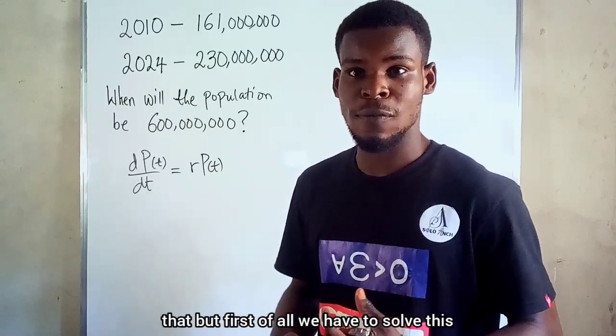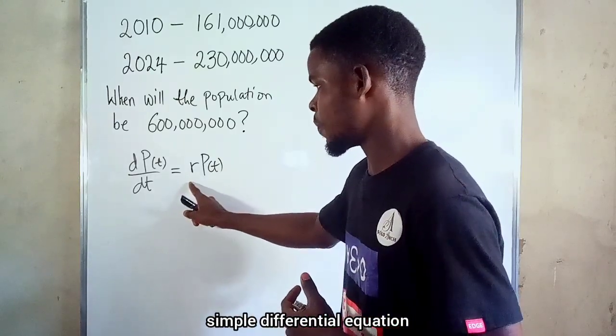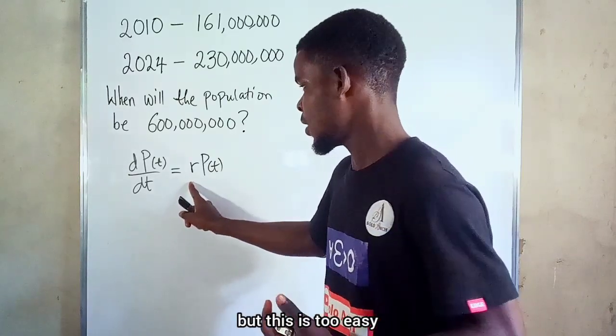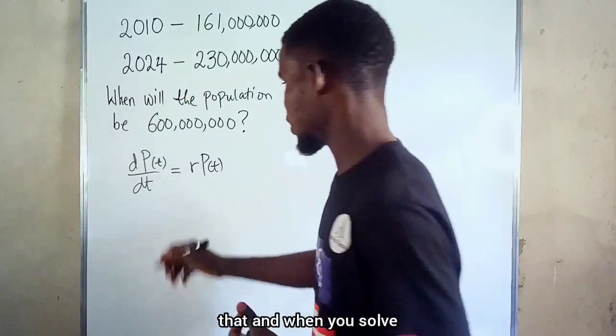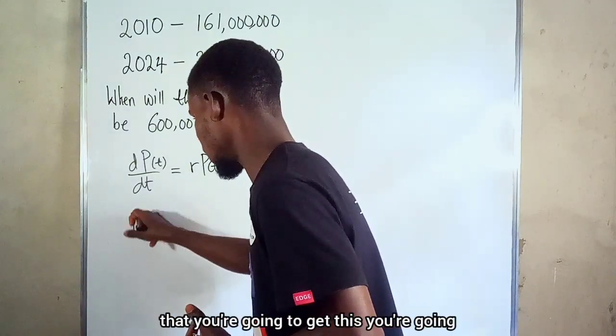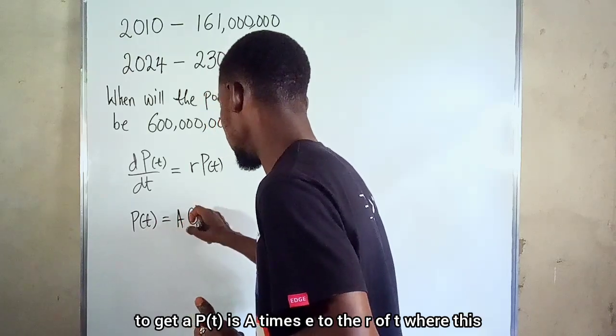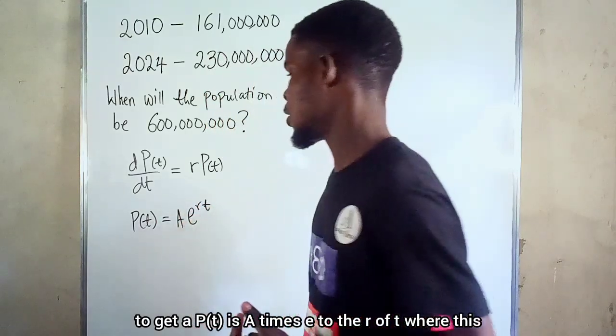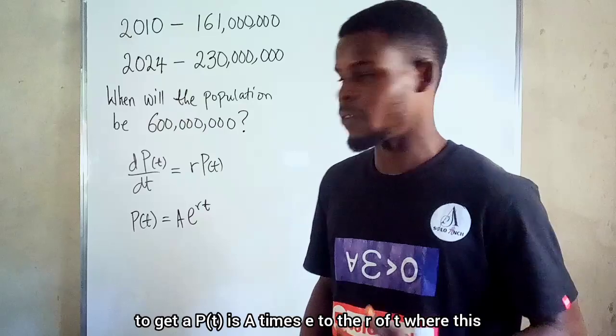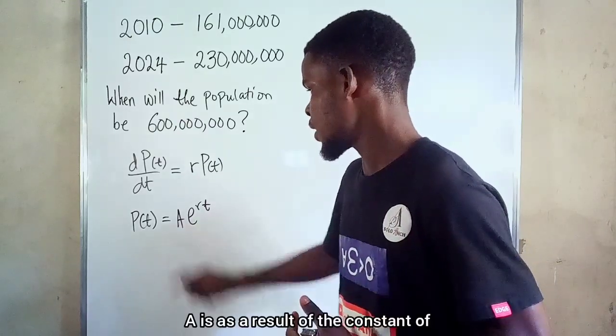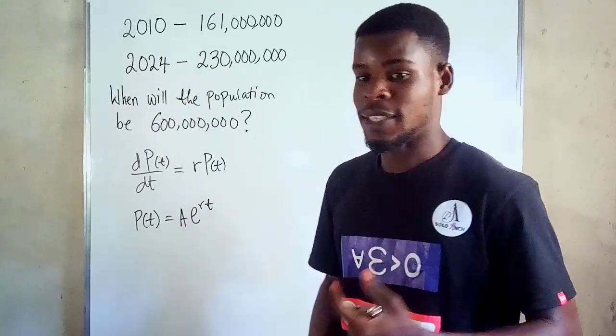But first of all, we have to solve this simple differential equation. This is too easy, and in fact, you can do that. When you solve that, you're going to get that P of t is A times e to the R t, where this A is a result of the constant of integration.